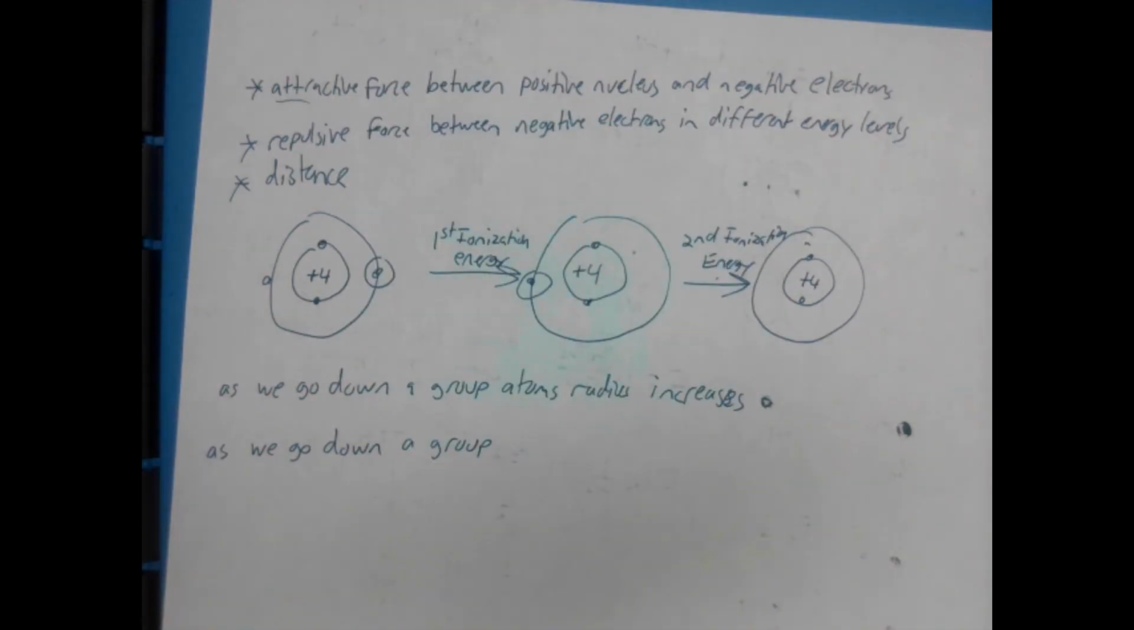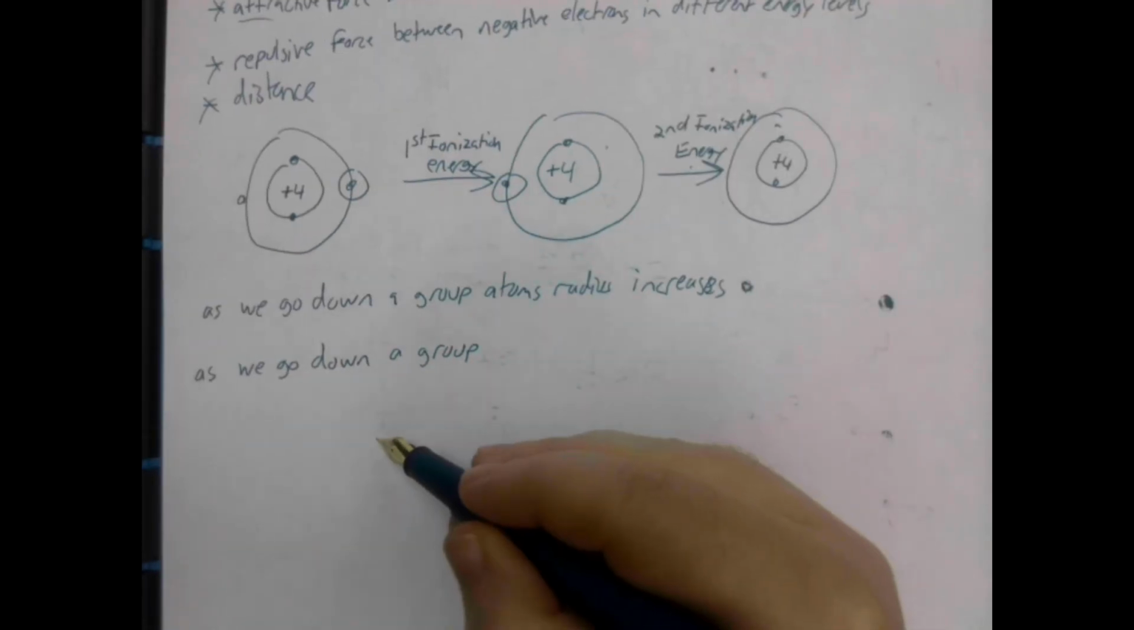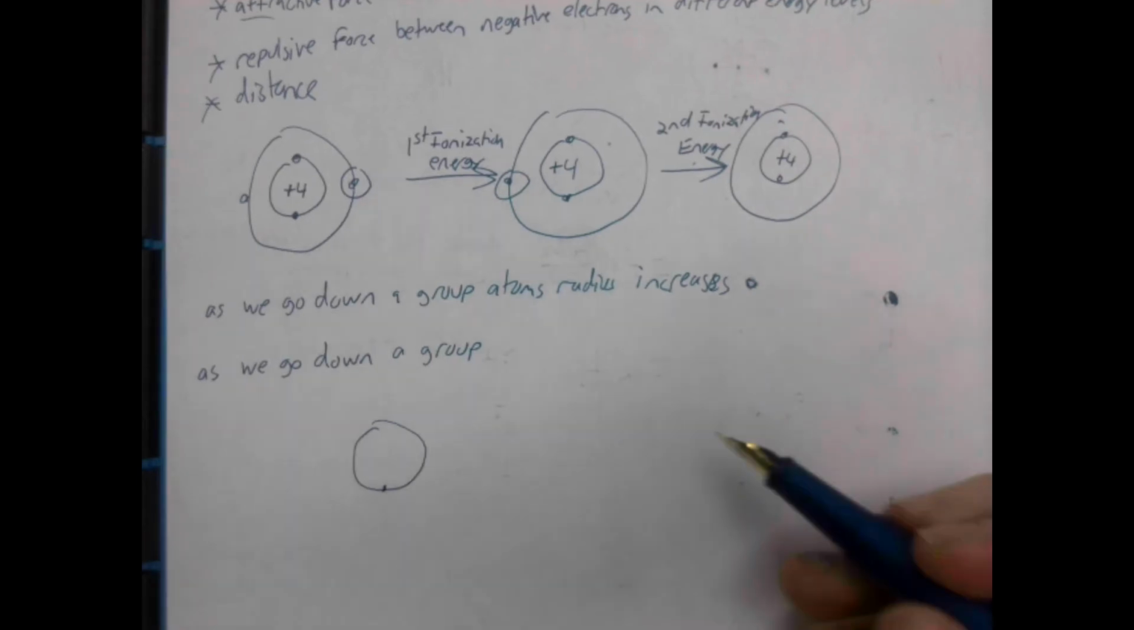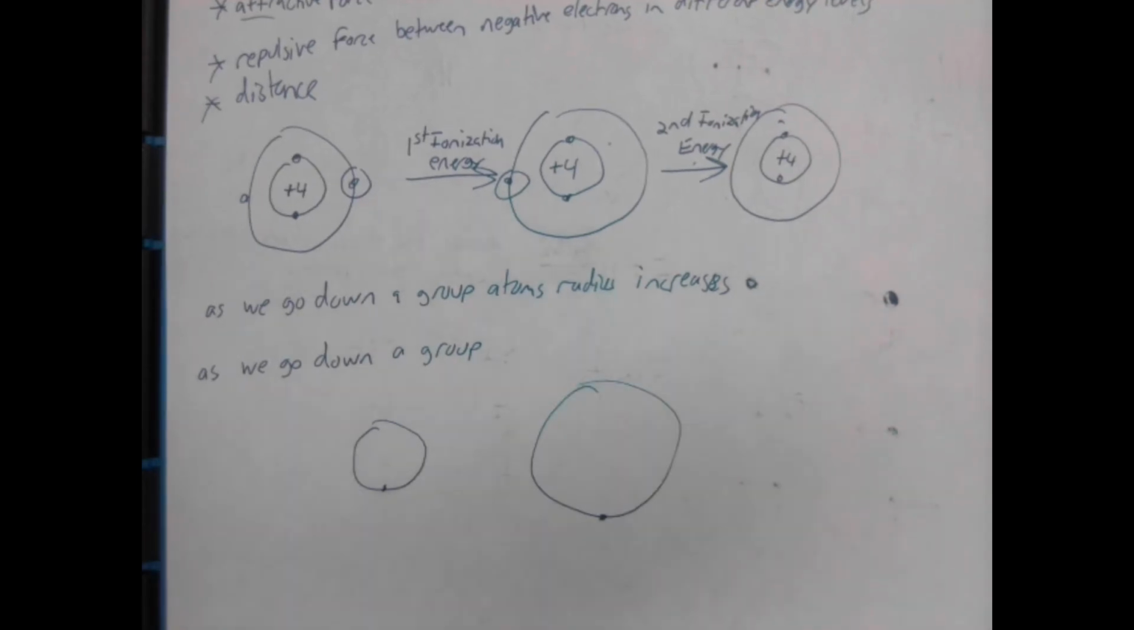So as we go down the group, we're adding a whole bunch of electrons, protons, and also picking up a new energy level. And the radius is increasing. So, which do you think is easier to do? Take a small atom and remove one of its electrons, or a big atom and remove one of its electrons? So, which is easier? It's to take one from the bigger one.